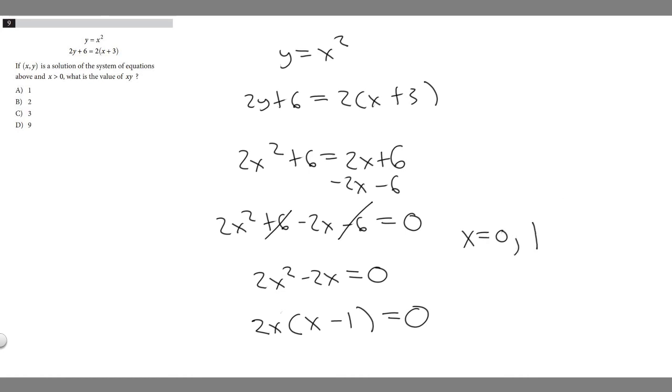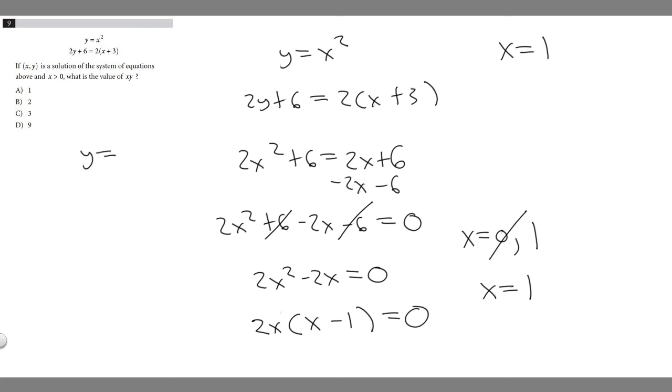But the thing is, they tell us that x has to be greater than 0. So 0 isn't going to make sense. So x is going to have to equal 1. And so now we know x equals 1. We have to find y, right? Because we're trying to find the value of x times y. And so all we have to do is plug 1 into our equation, and we can solve for y.